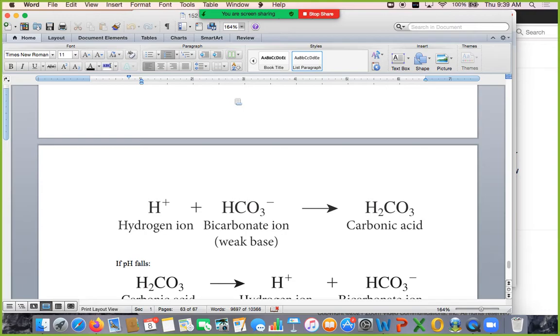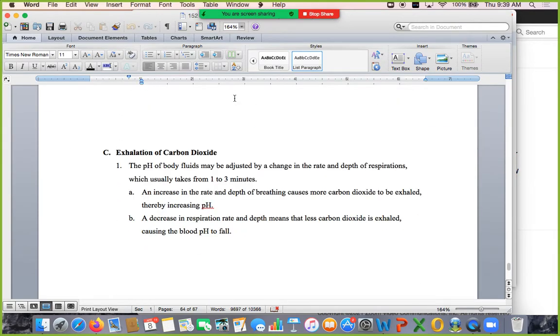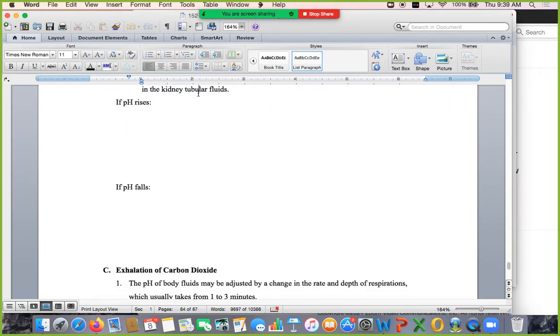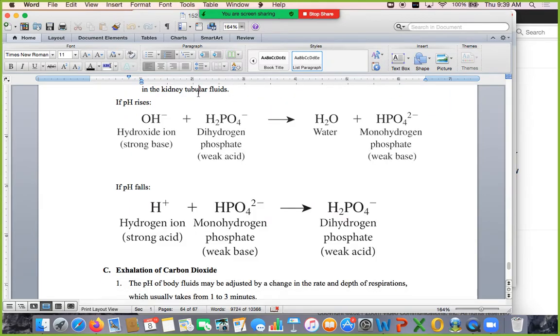All right, and so this is a really important regulator of pH in both the blood cells and also in the tubular fluids, etc. We also have the phosphate buffer system. The phosphate buffer system looks like this. Here we go. The phosphate buffer system is going to involve dihydrogen phosphate and hydrogen ions. In the previous cases we were picking up the hydrogen ions; here we're releasing the hydrogen ions. This one will also allow us to pick up the hydroxide ions.